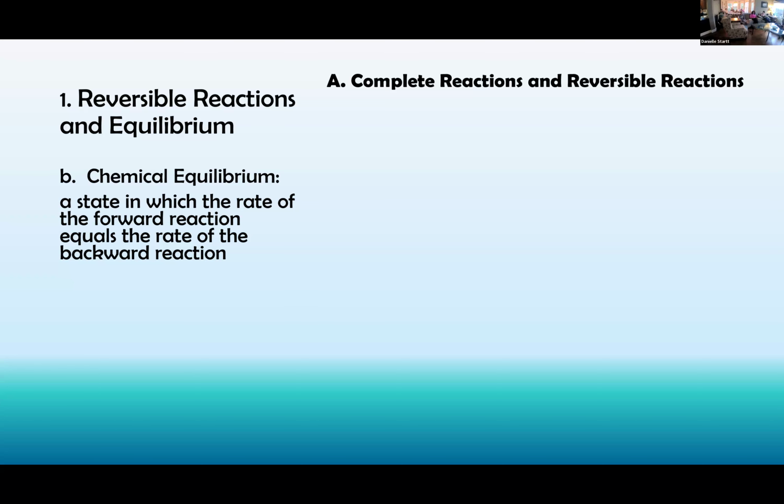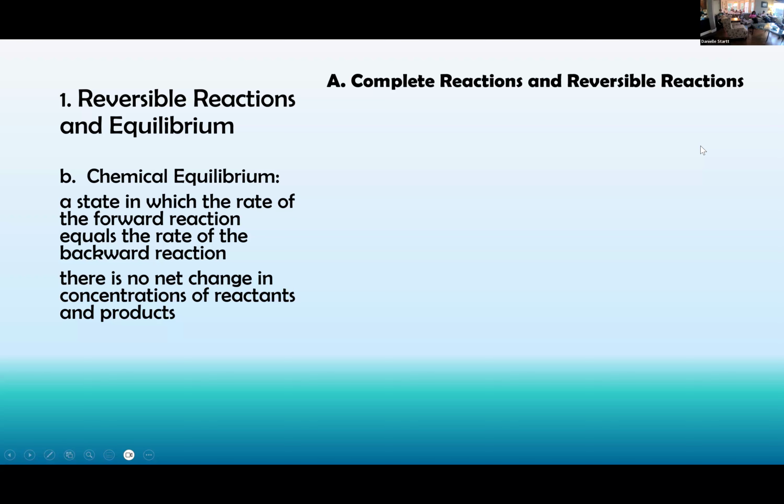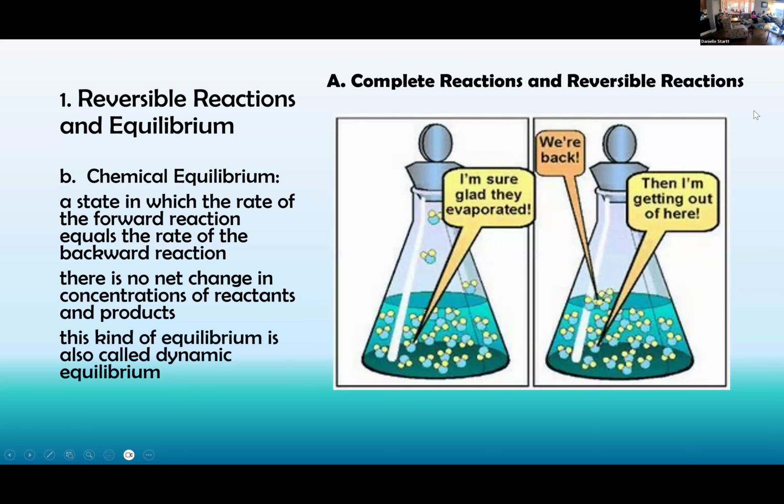The rate, what is rate? Who remembers what rate is? Say it again? No, Drew? That's one way to do it. Yeah, distance divided by time, or basically in this case, your rate is like your production of products or your production of reactants divided by time. So rate is going to involve time. It's basically how fast something's happening, right? Or how slow something's happening is your rate. So there is no net change in the concentration of reactants and products, which is what Caitlin said. The amounts don't change. And this kind of equilibrium is also called dynamic equilibrium.